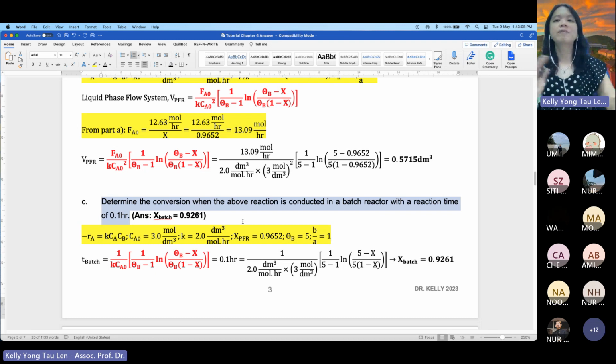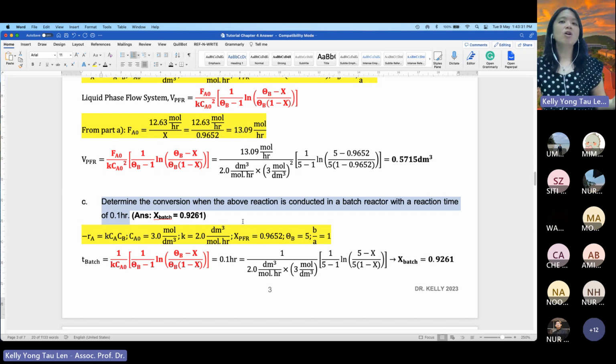So this question, if you look, goes back to the same kind of work: finding conversion, finding reaction time, finding volume, and so on and so forth. Now they ask us to find the conversion, X, if I use a batch reactor. Again, if one of the conditions changes, the equation changes. So now I have to go back and find the equation for a batch reactor.